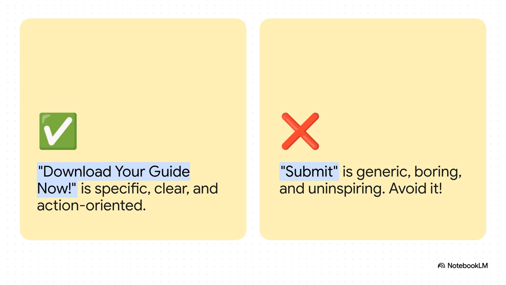And finally, the grand finale, the call to action button. This thing needs to practically scream, "Click me." Use a contrasting color that just pops right off the page. And the text on it is absolutely critical. "Submit" is so boring, so generic. But something like "Download your guide now" is exciting. It's specific, and it tells the user exactly what's going to happen when they click.